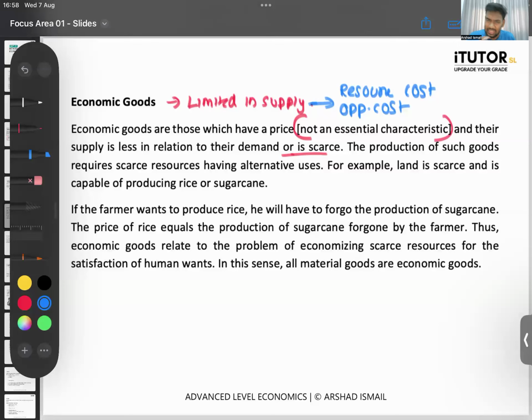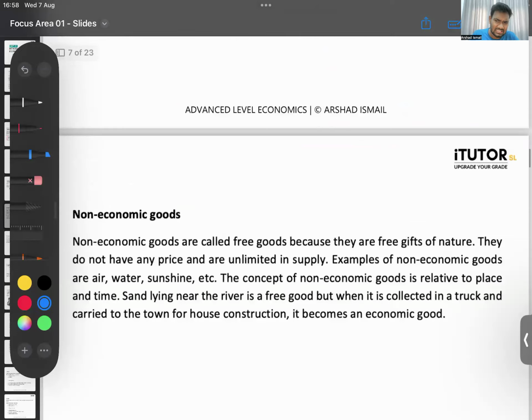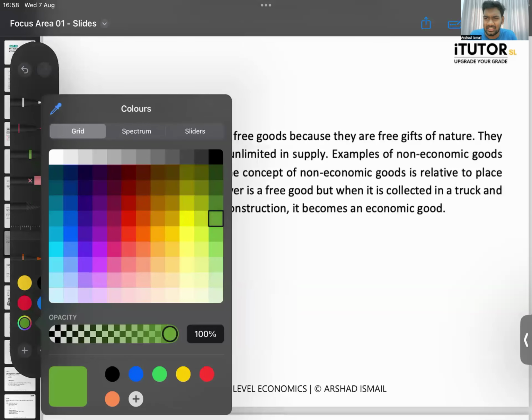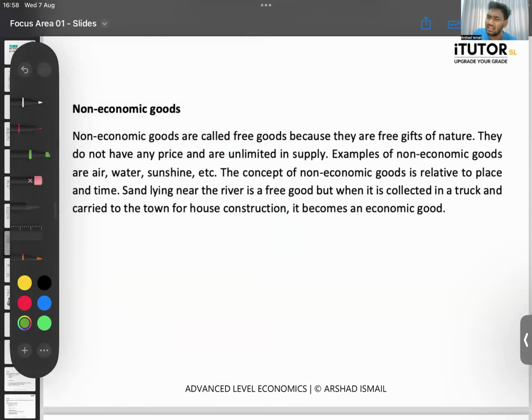So children, what are non-economic goods? If economic goods are the goods that are limited in nature, non-economic goods are the goods that are not. It's also known as free goods. Non-economic goods are the goods that are unlimited in nature. Oh, you have so much of that. These are the goods that are unlimited in nature.